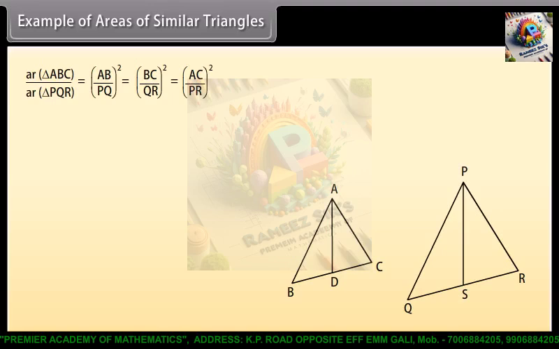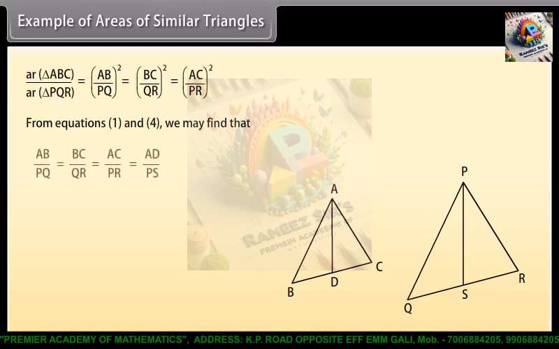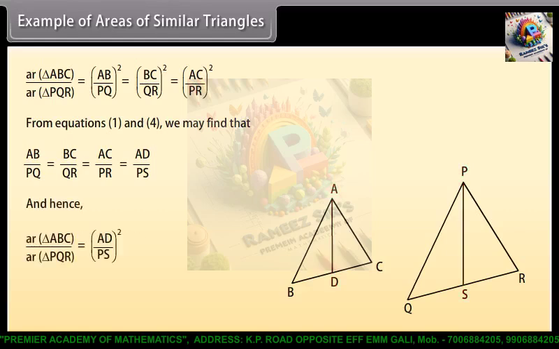Area of triangle ABC upon area of triangle PQR equals AB upon PQ whole square equals BC upon QR whole square equals AC upon PR whole square. From equations 1 and 4, we may find that AB upon PQ equals BC upon QR equals AC upon PR, which is equal to AD upon PS, and hence area of triangle ABC upon area of triangle PQR equals AD upon PS whole square.